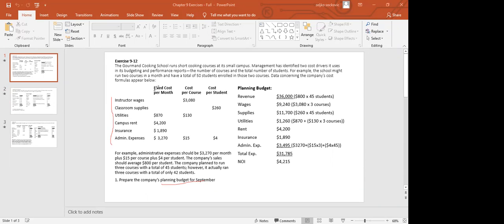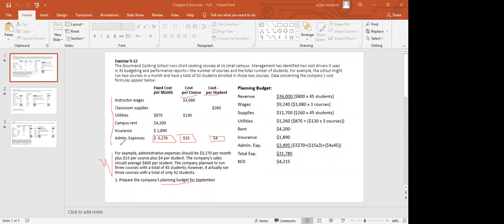Okay. And it says here fixed cost per month. So they're explaining here just how this is set up. So fixed cost, and then cost per course, and then cost per student. So the bottom line is they have some fixed expenses. For example, admin expenses will be $32.70 fixed, and then there will be $15 per each course. So if you're running one course, you multiply that by 1. If you're running 5 courses, it would be 5 times 15. And then cost per student, depending on how many students total.